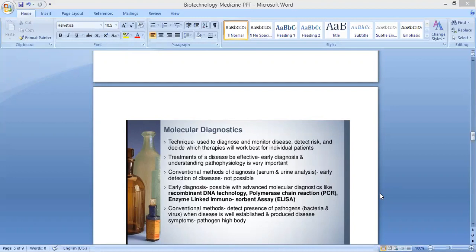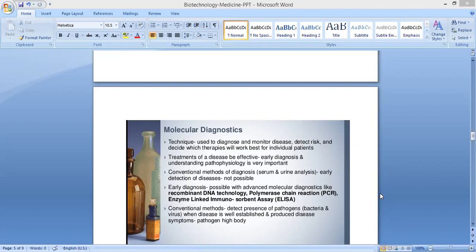Nowadays it's very common, you can read even in the newspaper, PCR test for COVID-19. What is meant by PCR test? Polymerase chain reaction. It means early detection or diagnosis of the pathogen or virus, whatever it may be, so we can find out at a very early stage. One is recombinant DNA technology, second is PCR, third is ELISA. What is the full form of ELISA? Enzyme linked immunosorbent assay.